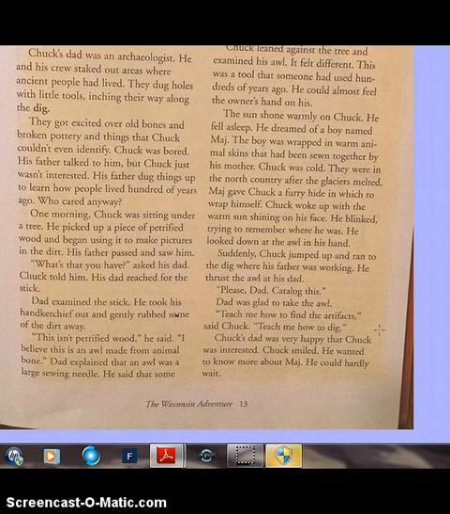Suddenly, Chuck jumped up and ran to the dig where his father was working. He thrust the awl at his dad. "Please, Dad, catalog this." Dad was glad to take the awl. "Teach me how to find the artifacts," said Chuck. "Teach me how to dig." Chuck's dad was very happy that Chuck was interested. Chuck smiled. He wanted to know more about Maj.